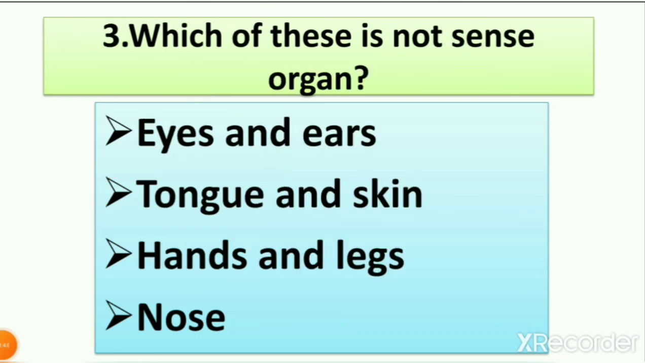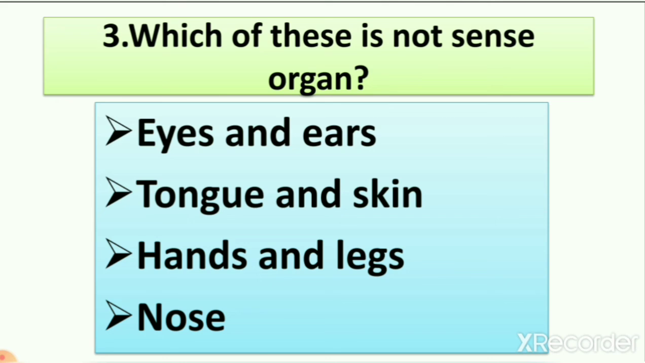Now let's see the next one. Number 3, which of these is not a sense organ? So we have to write here which of these is not a sense organ. When we learn about sense organs, we learn that sense organs are parts of the body which help us to feel the world around us. So we have 5 sense organs. Which are they? Eyes, ears, tongue, skin and nose.